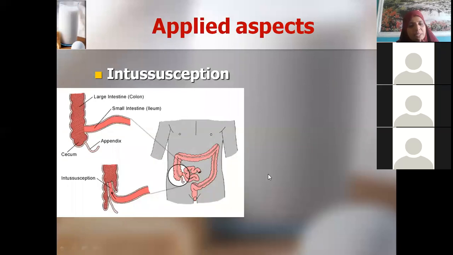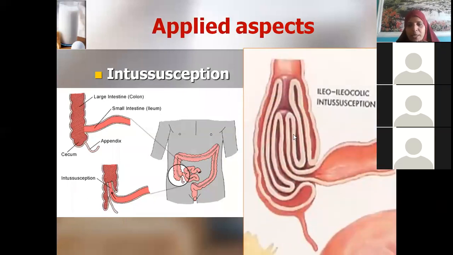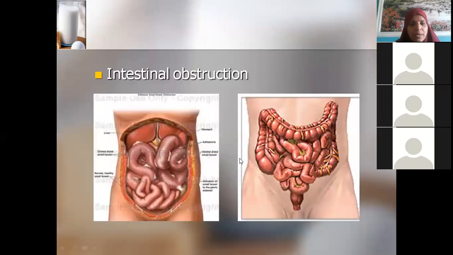Coming to the applied aspects, sometimes if that valve is not properly functioning, the ileum may just fold inside this large intestine and it may get invaginated. You call this condition intussusception. The coils of ileum are folding in the cecum and ascending colon. So many coils you may find in the cecum. This is called ileocolic intussusception.